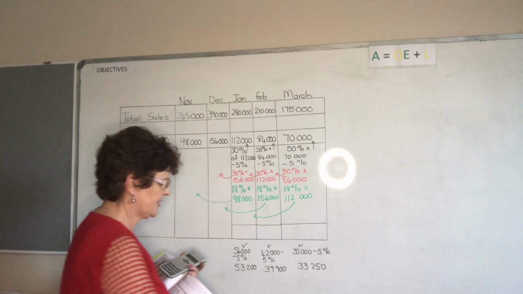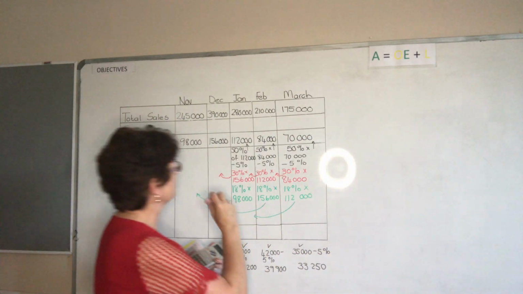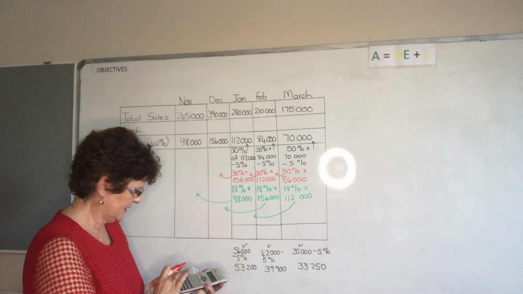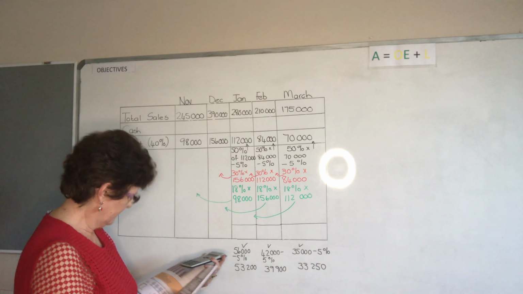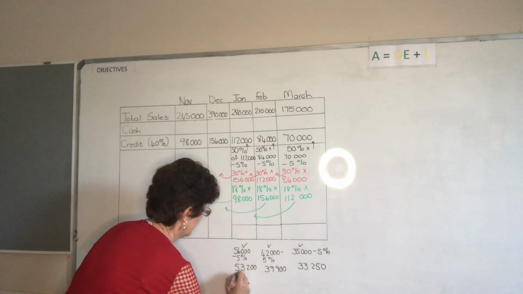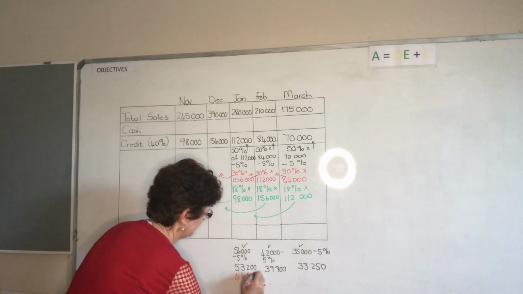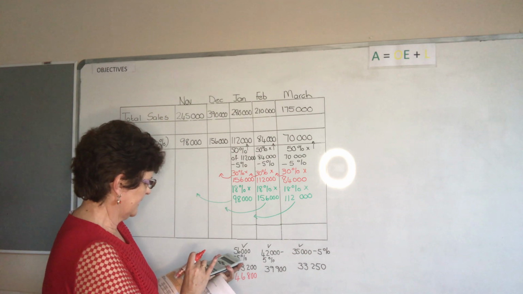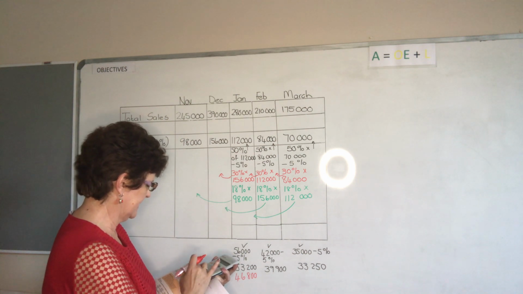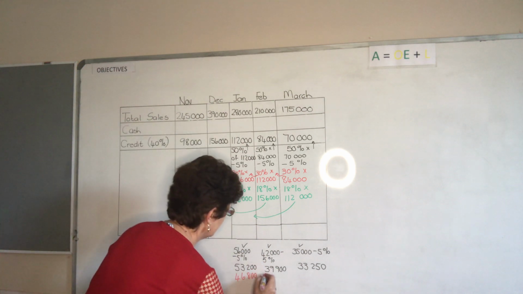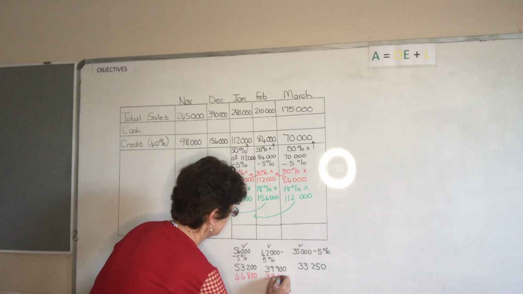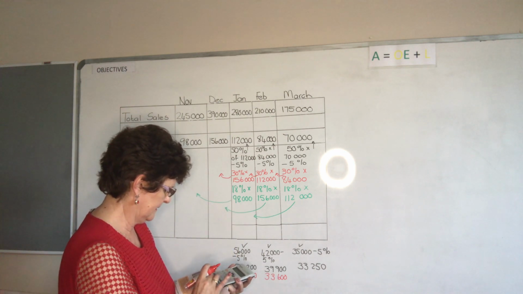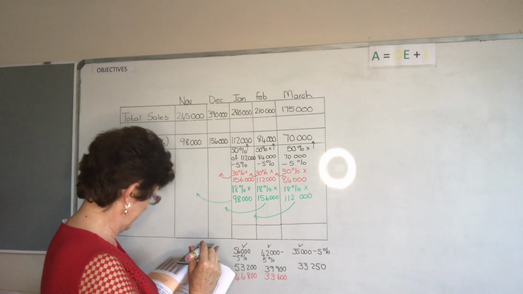Now we're going to do the 30% on the month following the sale. So we take 156,000 times 30% and we get 46,800. Then 112,000 times the 30%, which is 33,600. And then we've got the 30% of the 84,000, which gives you 25,200.